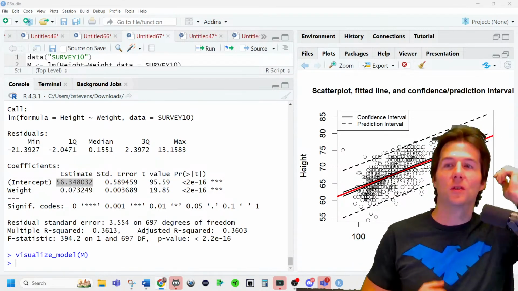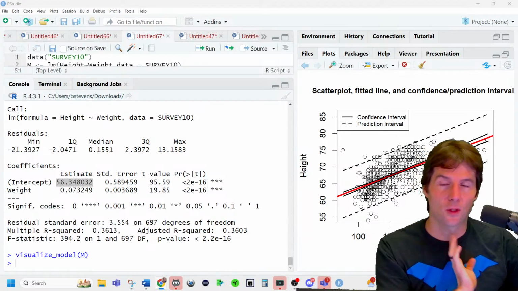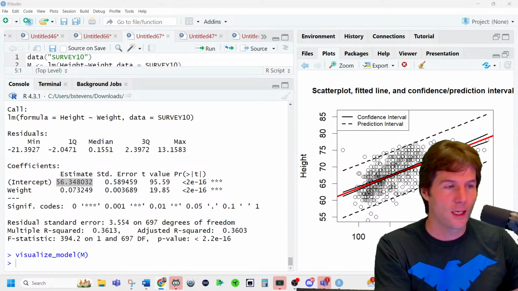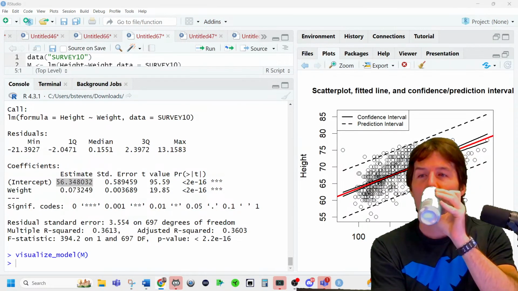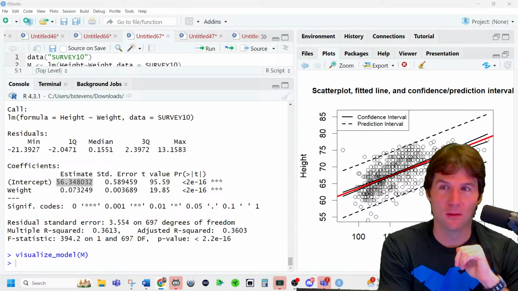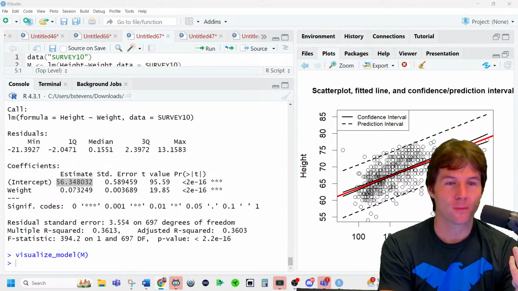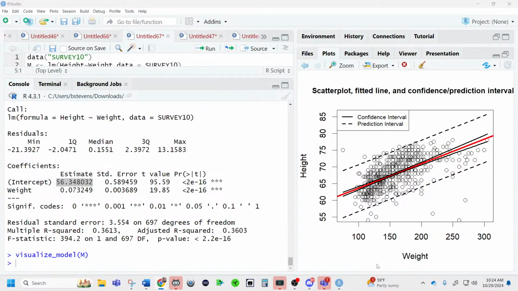When x is equal to 0, we expect y to equal b0. So what's the interpretation? You have to remember, when x, which is weight, is equal to 0, just think about it visually.